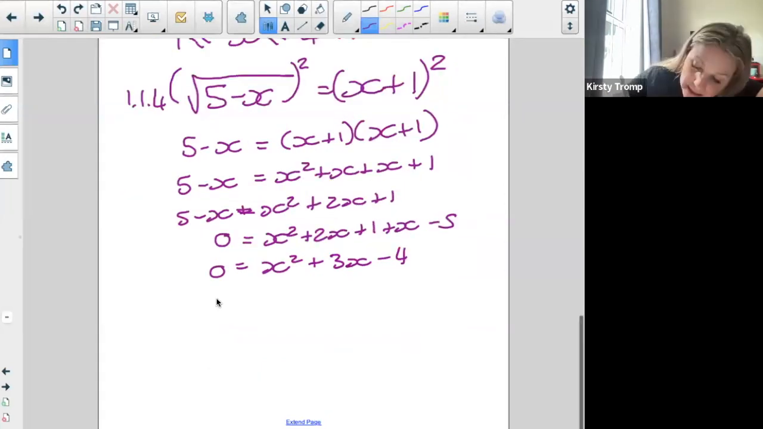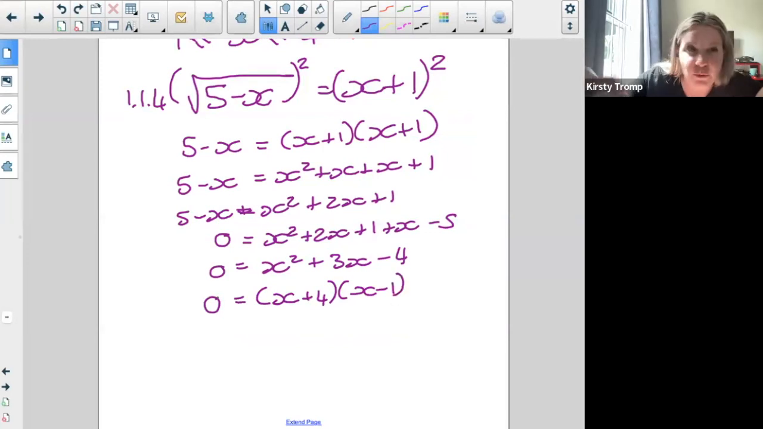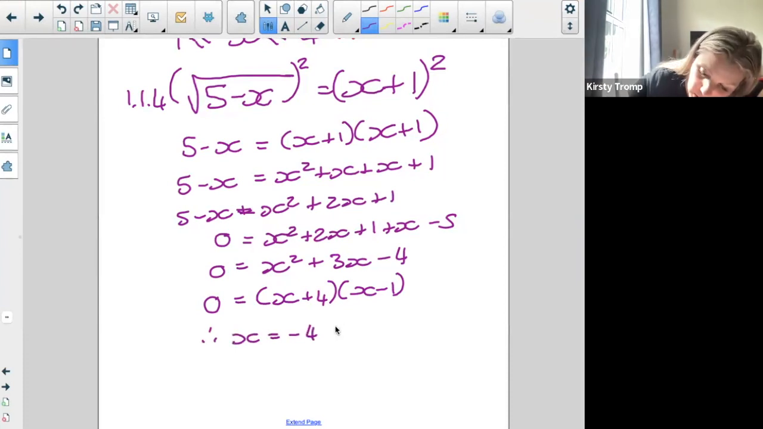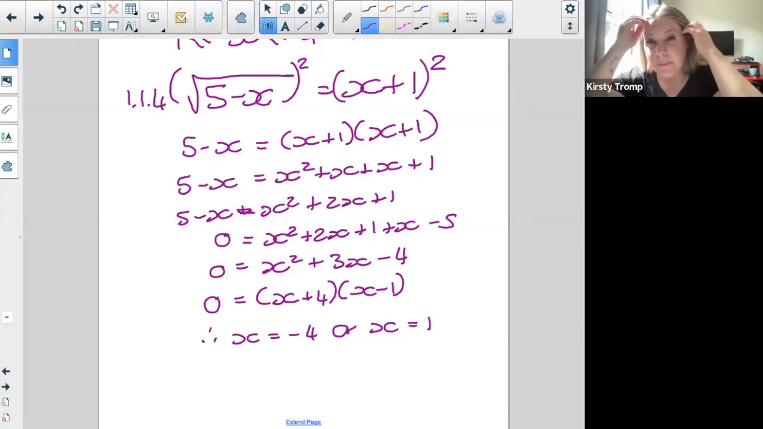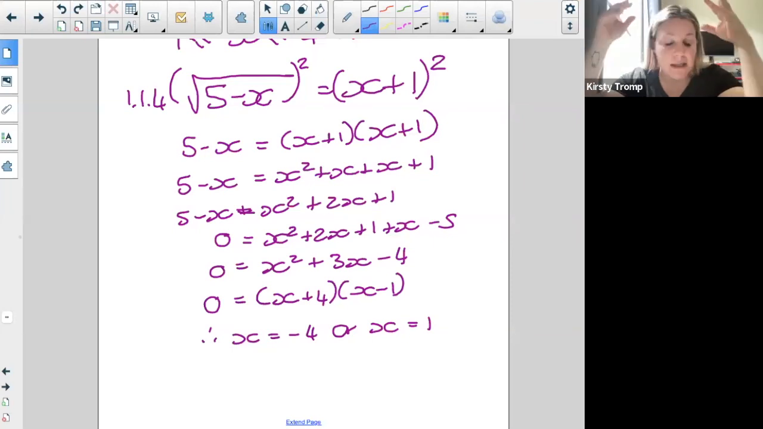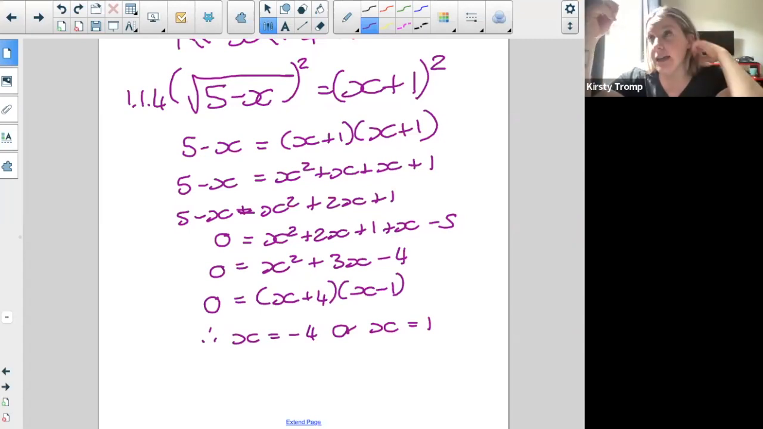I'm going to put that into brackets. Here again, you could use the quadratic formula if you really wanted to. Therefore, x must be equal to negative 4 or x equals 1. Now I need to give you a warning light here, sirens, everything should be going off in your head, because you've got a square root sign, you need to go check your answers.